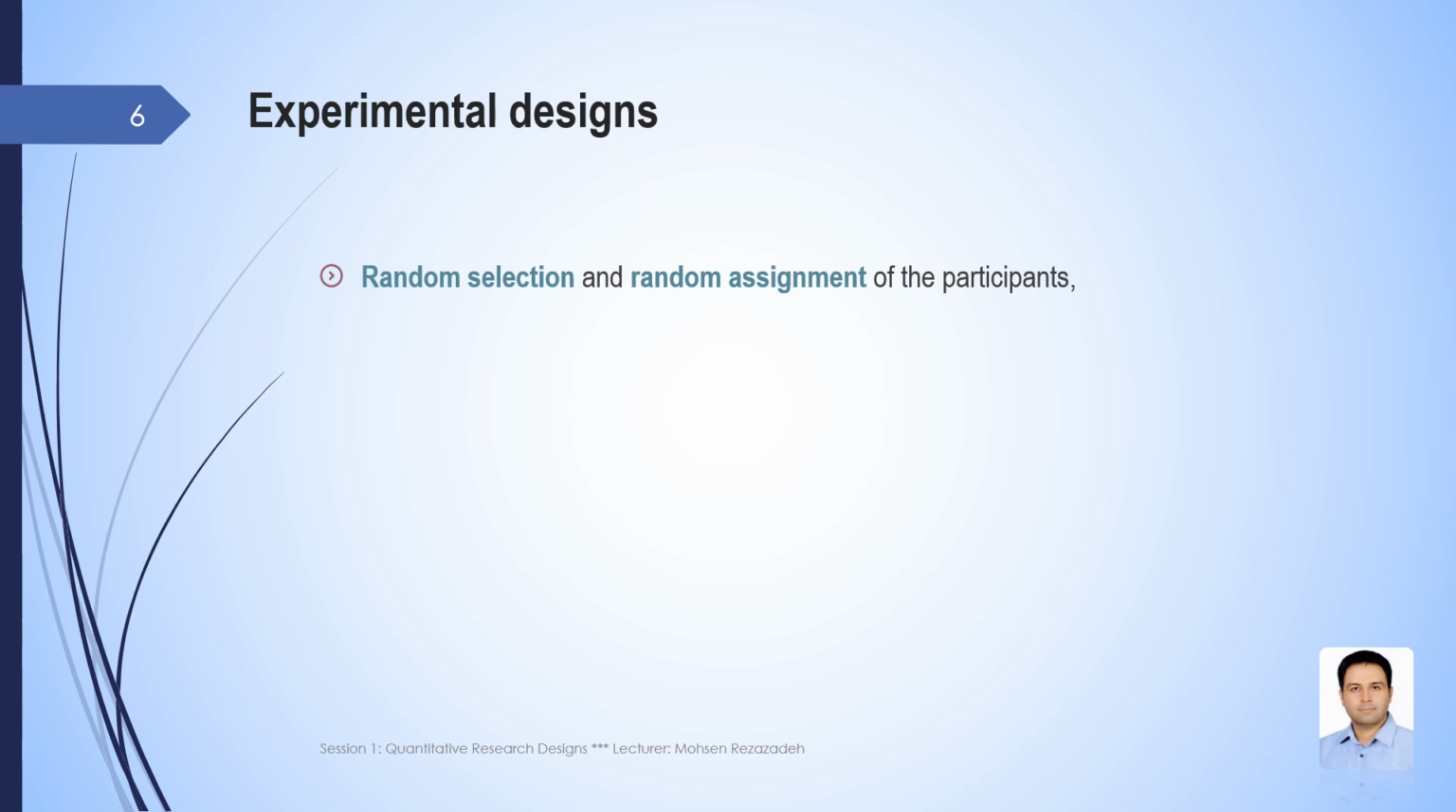This is random selection. In contrast, random assignment refers to the process of randomly assigning the participants to different groups, for example, to the treatment group and non-treatment group, or experimental group and control group. This will also assure the internal validity of the research.